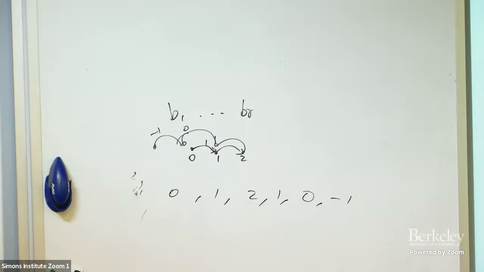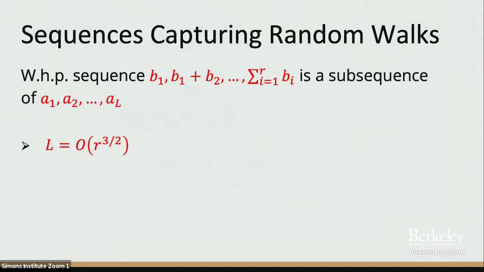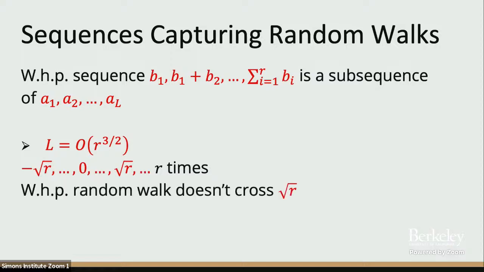Once you see an example of such a sequence, it will become more clear. So why is it interesting? We want to find the smallest L for which this is true. Let us give an upper bound. There exists a sequence of length r^(3/2) such that this statement is true. The sequence is: you take minus square root r to square root r, repeated square root r times. With high probability, a random walk does not cross square root r. Because you're doing r steps, whenever you don't cross square root r, there is a subsequence of these numbers corresponding to that random walk.